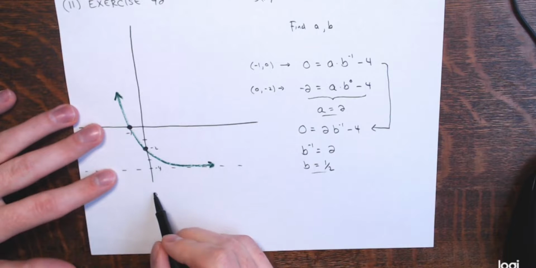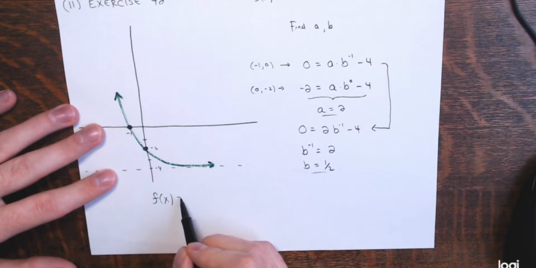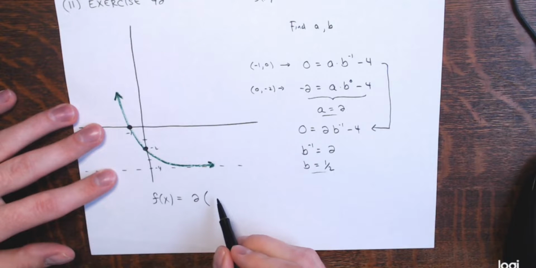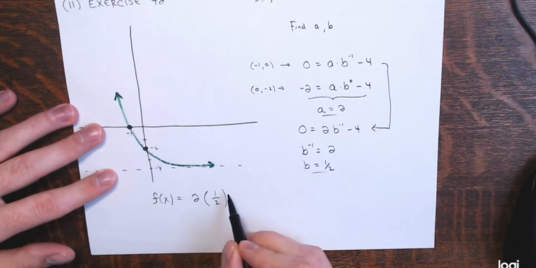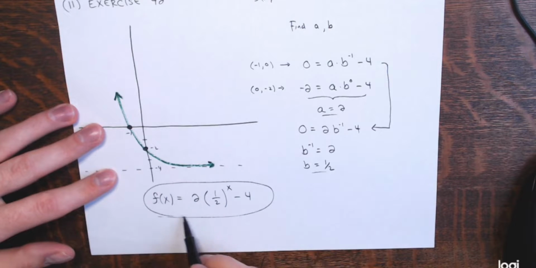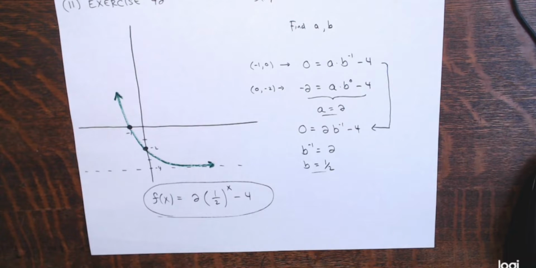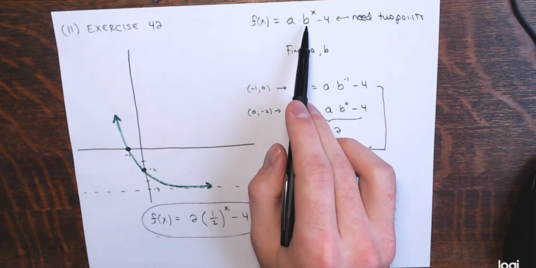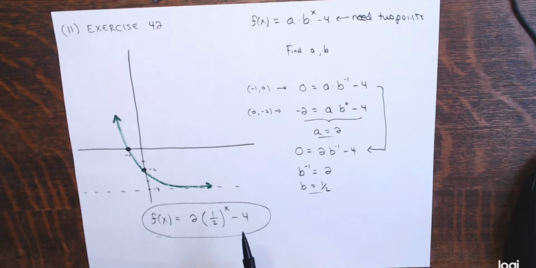F of x equals y equals, a is 2 times b is a half, right? 2 times half to the x minus 4. And there's the equation. That's a way to do it. And we could have done this, I guess, in the first several exercises too, but I wanted the base to be 2. I guess you could have done this and then changed the base to be 2 with some properties of exponents in exercises 40 and 38.